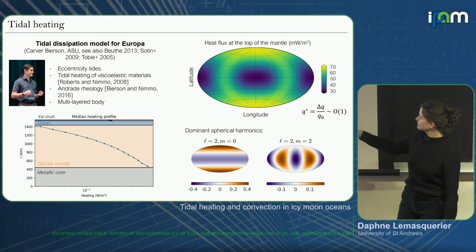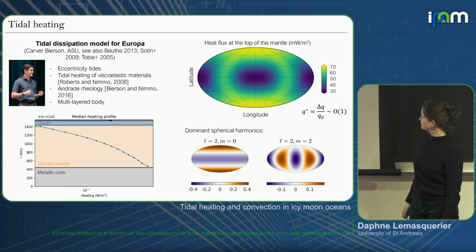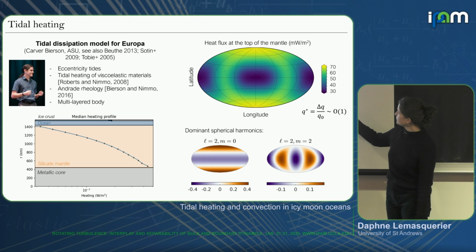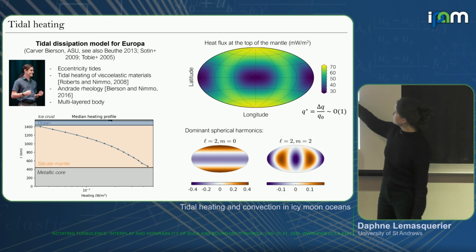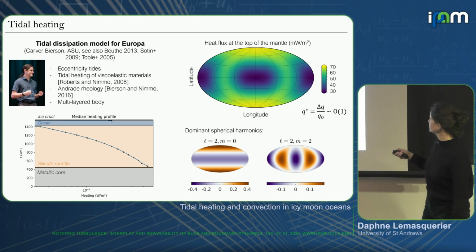And this is what you obtain, and this is consistent with previous studies that I've listed here. So there are two important points here. The first one is that it's a strongly heterogeneous heating. It's higher at the poles, lower on average at the equator, and you have this nice order 2 pattern at the equator. The second important point is that the amplitude of the heat flux variations is of the same order as the mean heat flux. So we're not talking about small heterogeneities. This is a large heterogeneity.